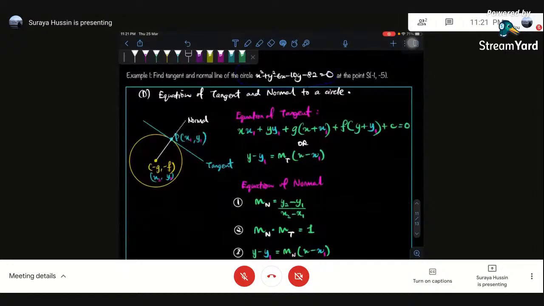Okay, so now the tangent and the normal line. What is important is that you have learned this before. This is the normal line. Okay, this is your normal line. This is the normal line and this is the tangent line.